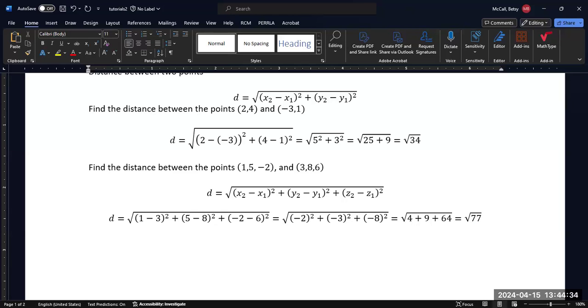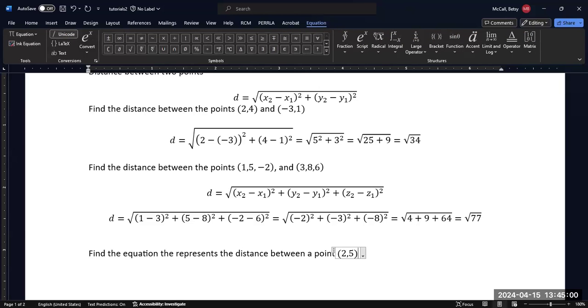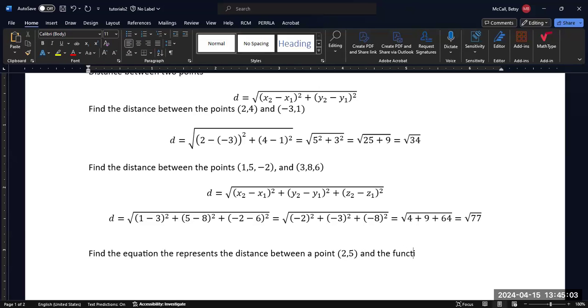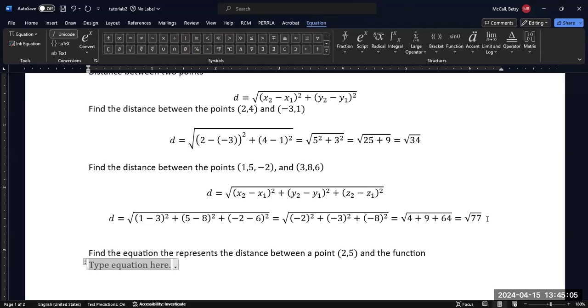Now, you can also use the distance formula to come up with an equation for the distance between a function and a point. Find the equation that represents the distance between a point, let's say (2, 5), and the function y equals x squared minus 1.